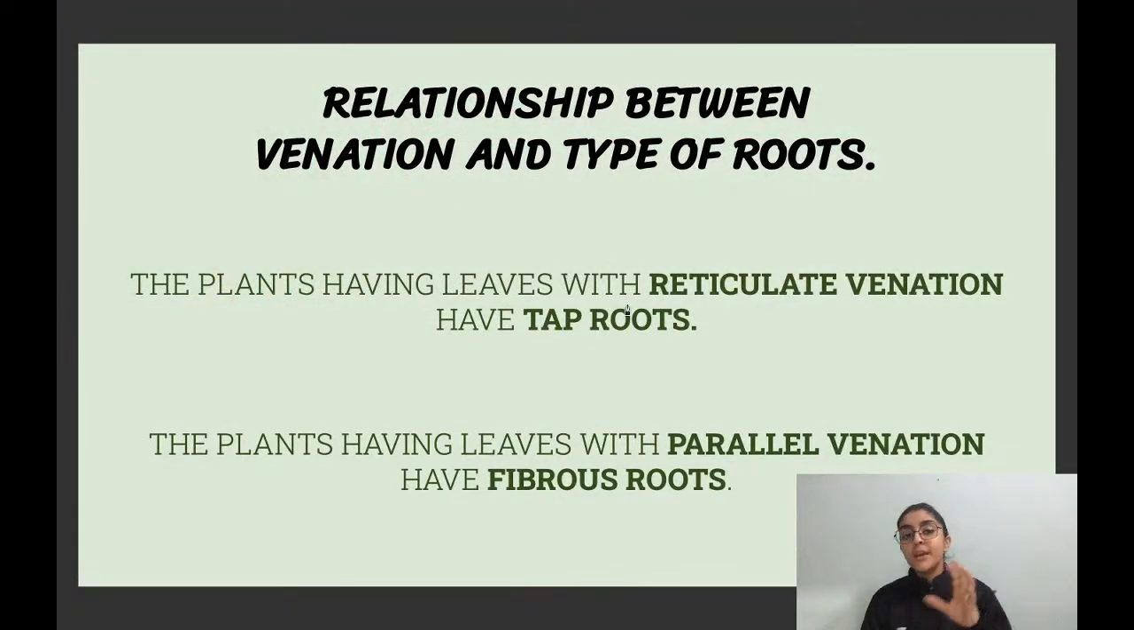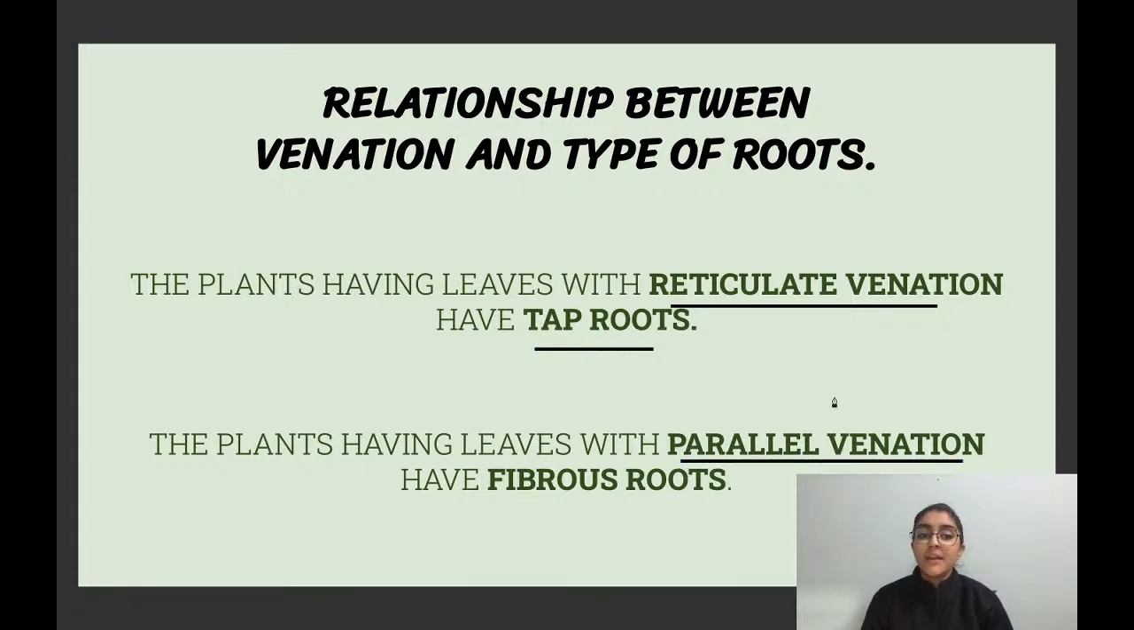So, there is a relationship between venation and types of root. Whenever we look at the leaf of any plant, if it has reticulate venation, that means a net-like structure, it would be having a taproot for sure. Same way, if the plant is having parallel venation, that is absolutely straight lines, then it would be having fibrous roots for sure. Yes, Pavitra, now I'll try to remember that.